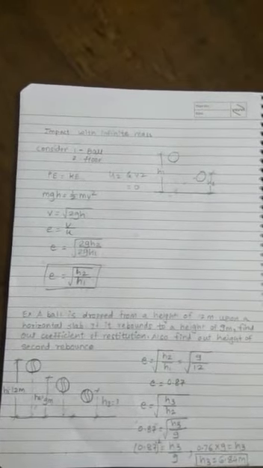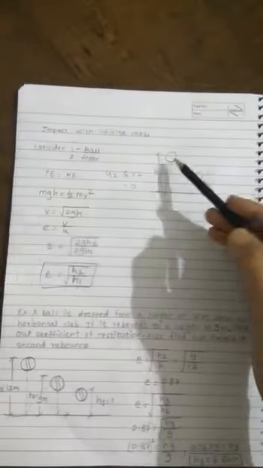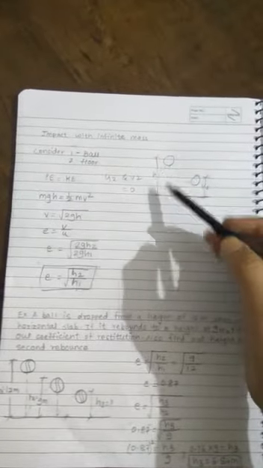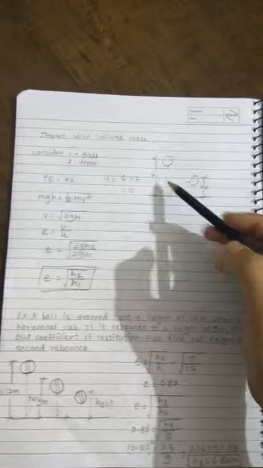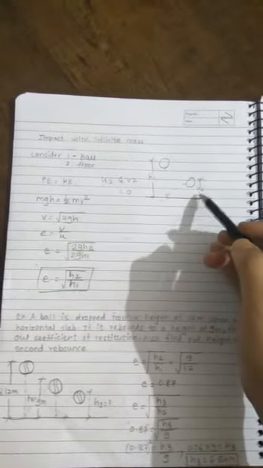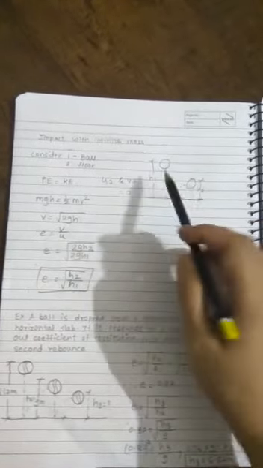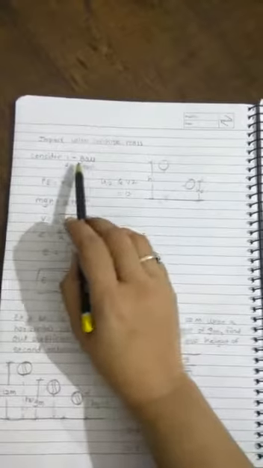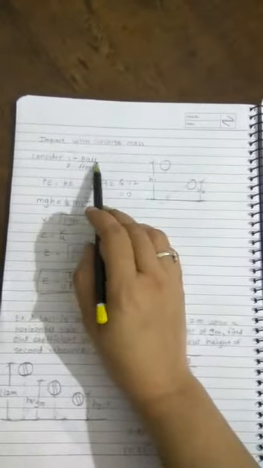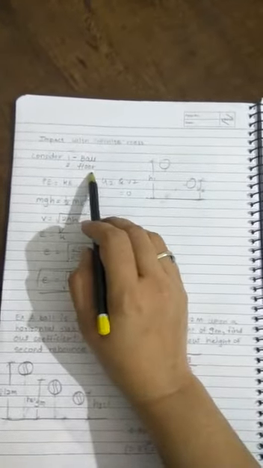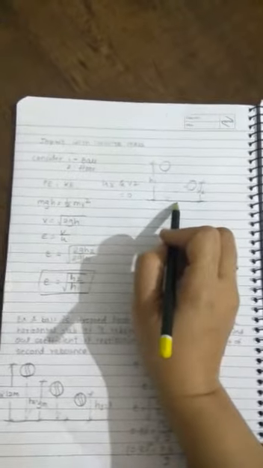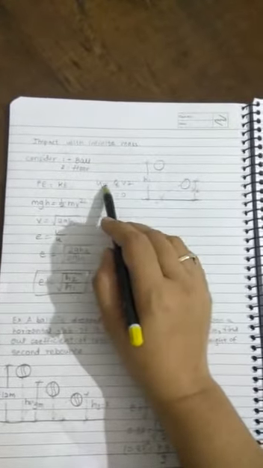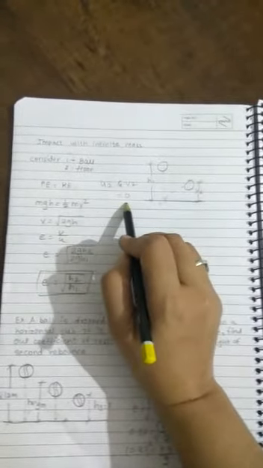Impact with infinite mass. For this concept, consider a ball dropped from height h1. For the first rebound, its height is h2. Consider 1 for the ball and 2 for the floor. As the floor is not going to move after impact, its initial and final velocity is 0.